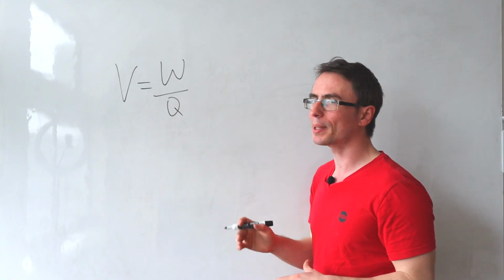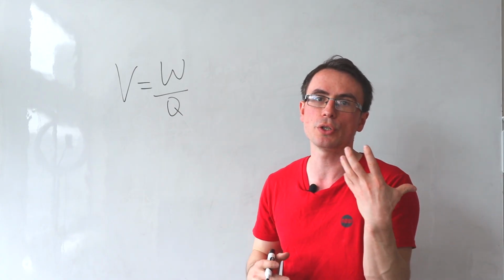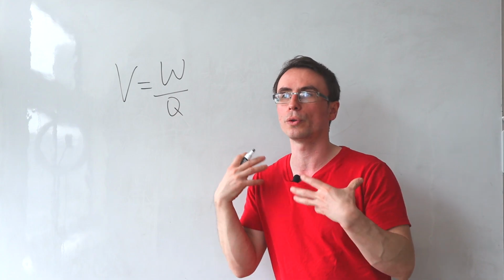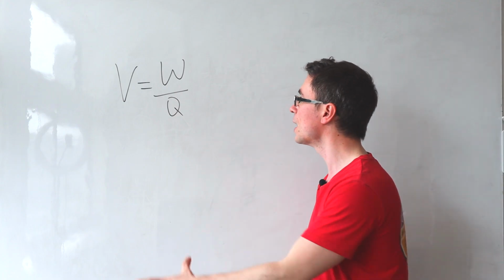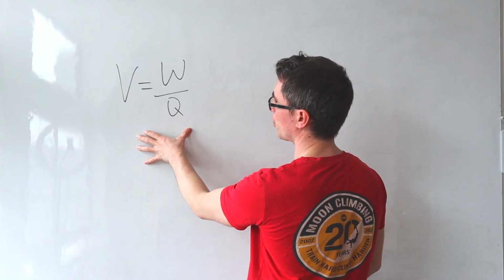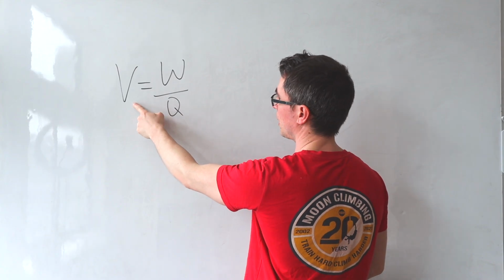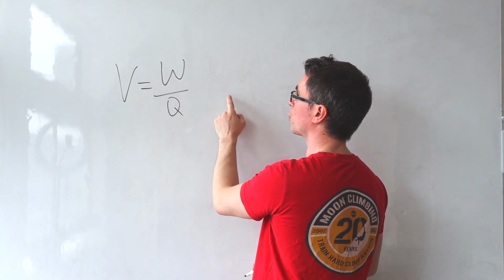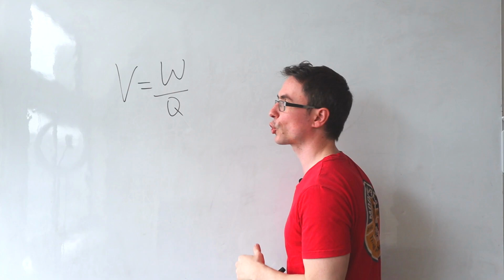If you're ever feeling a little bit stuck on an electricity question and you need to work out the voltage or the work done or the energy transferred, you may want to use this equation: voltage or potential difference is equal to the work done per unit charge.